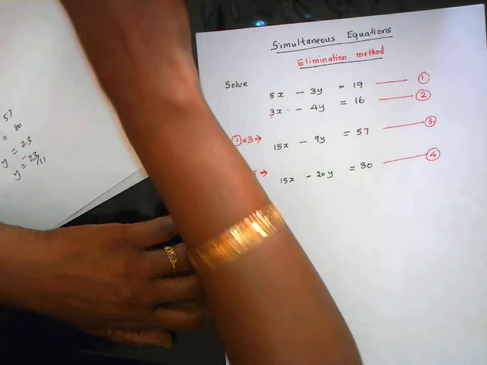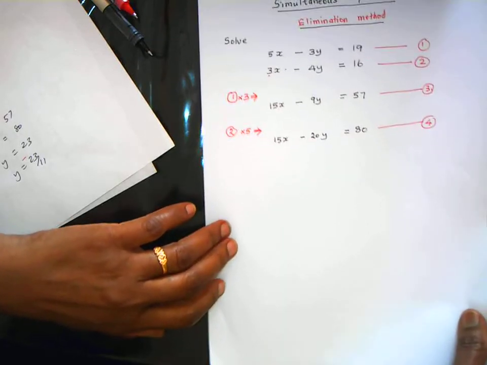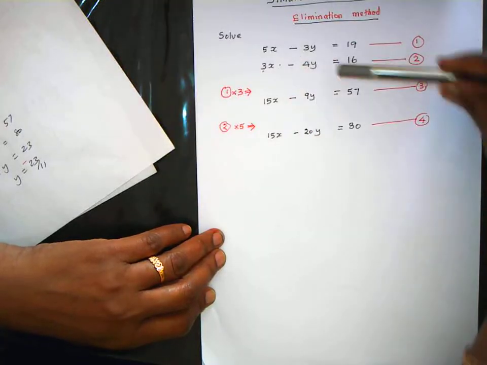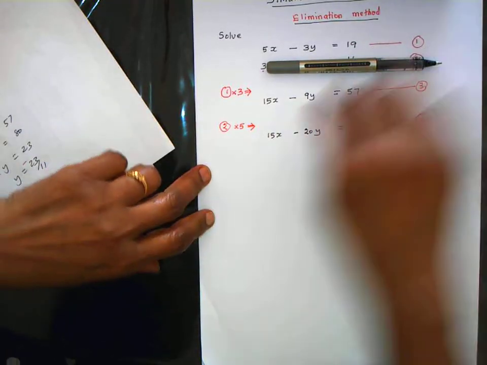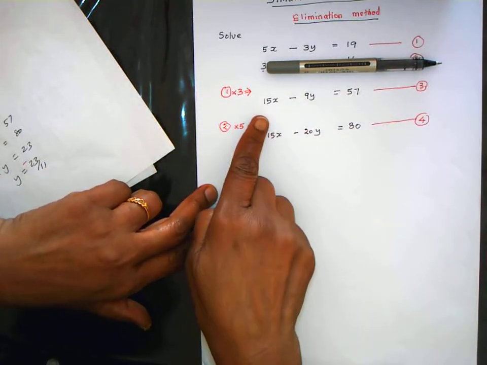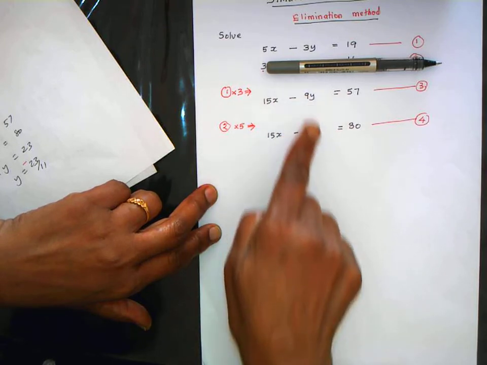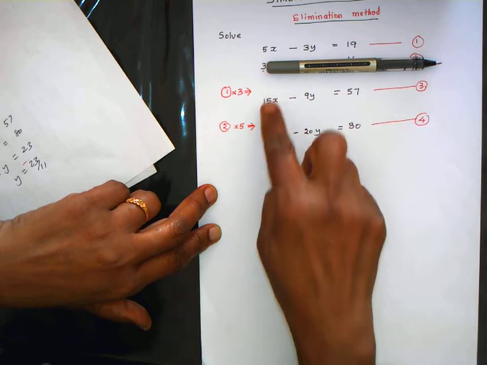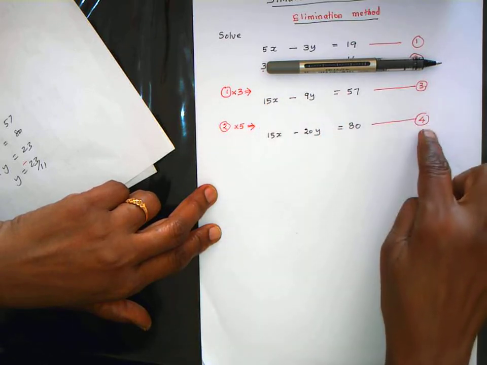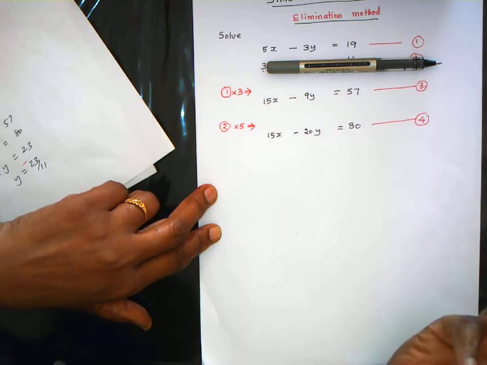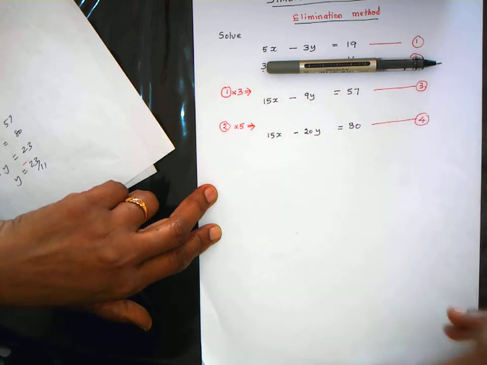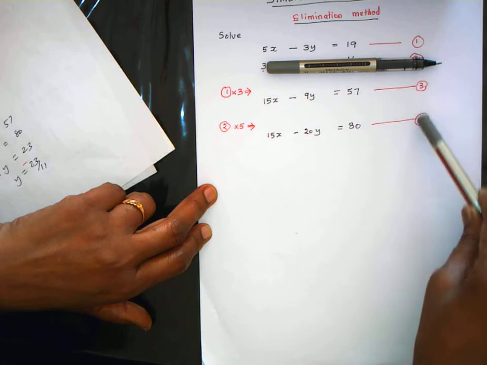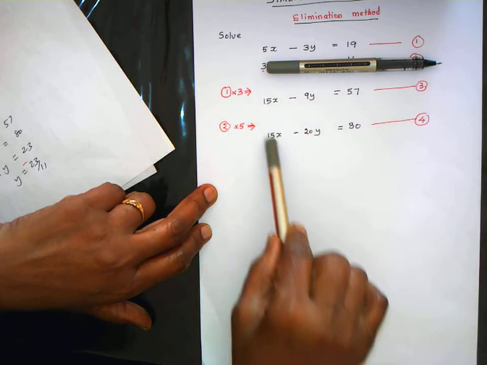So now we are going to ignore 1 and 2, and take only 3 and 4 into account. What we notice is that the coefficient of x in both equations is exactly the same, which is 15x. If I want to get rid of that, I use these two equations. Sometimes you have to add these two, or sometimes subtract. In this case, only when I subtract 3 and 4 will the 15x disappear.